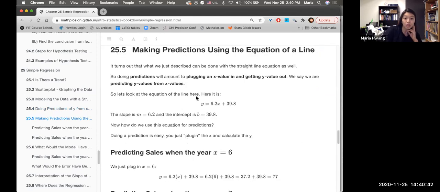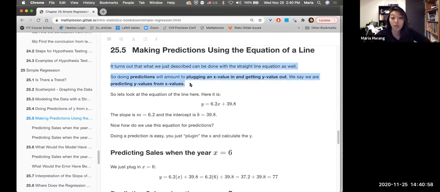Okay, making predictions using the equation of a line. So now, in particular, we actually have to come up with that equation, as in we have to calculate the slope and the y-intercept and all of that, and actually come up with that regression line. And so that will be the next step to do.